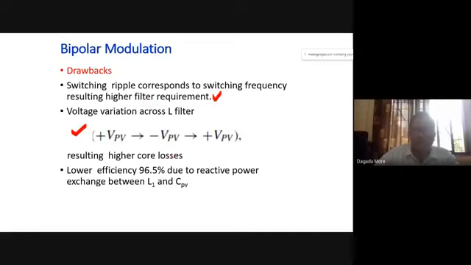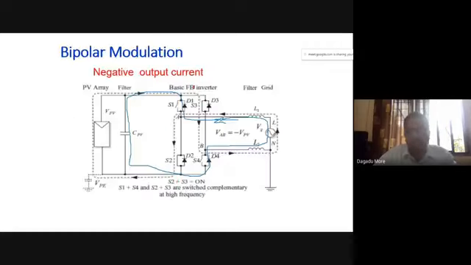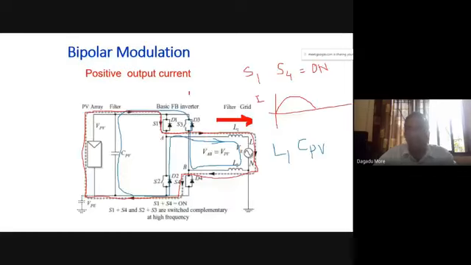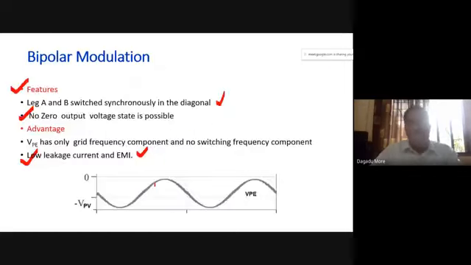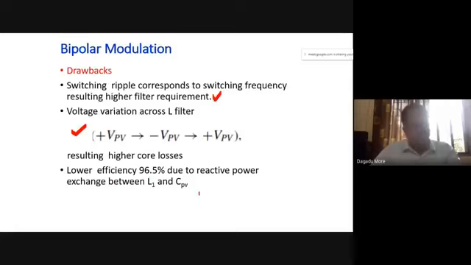Another reason is the freewheeling operation we have discussed. We have seen that during freewheeling operation, you can take this blue current and this blue current. Where we have shown here, there will be exchange of reactive power between L1 and CPV. Because of that, losses will definitely increase and efficiency will be lower.